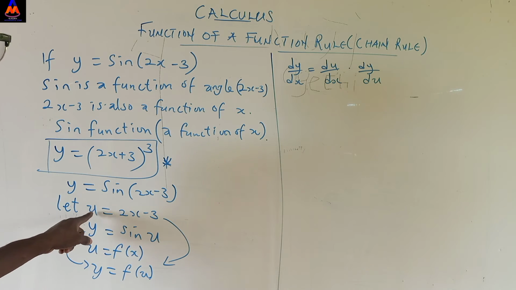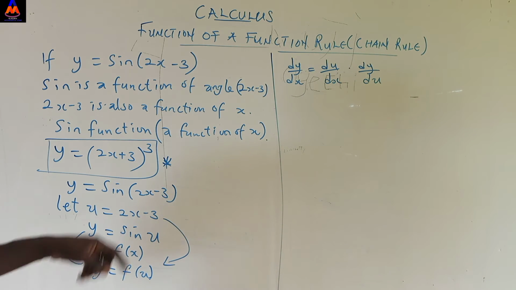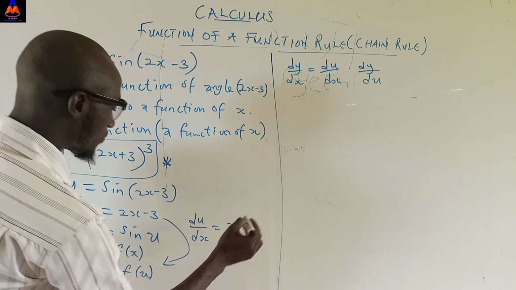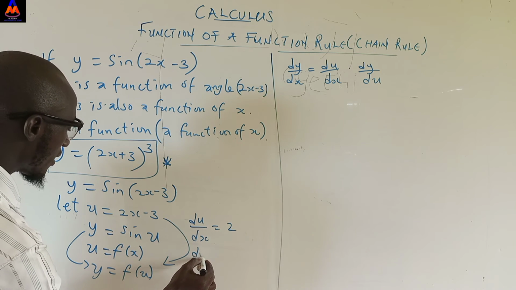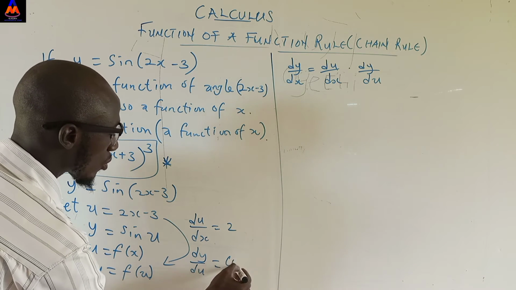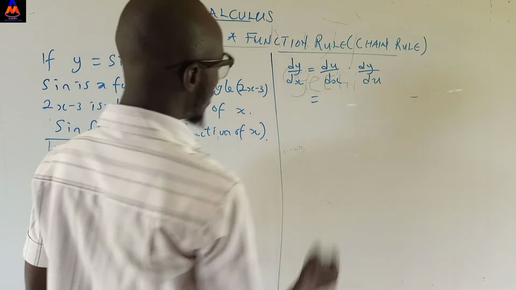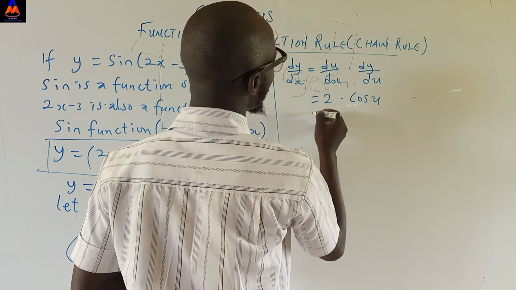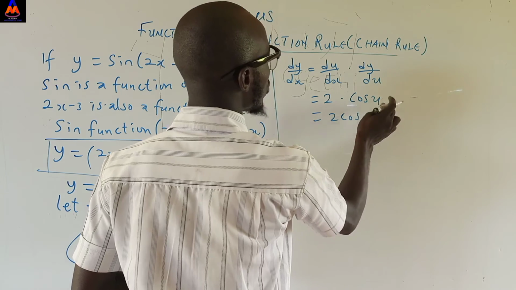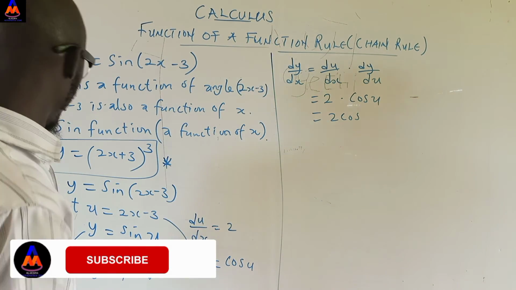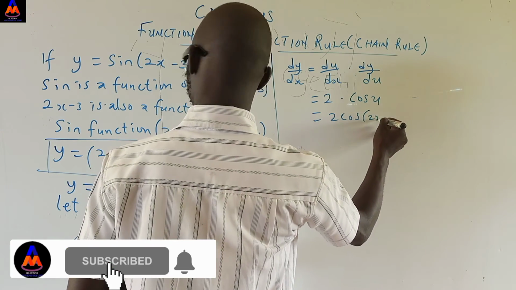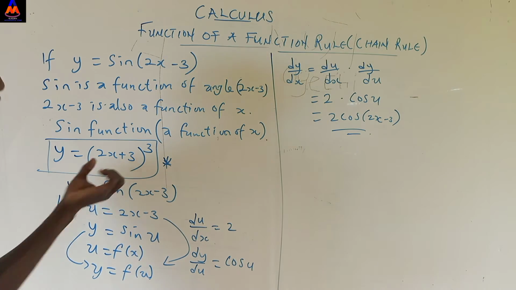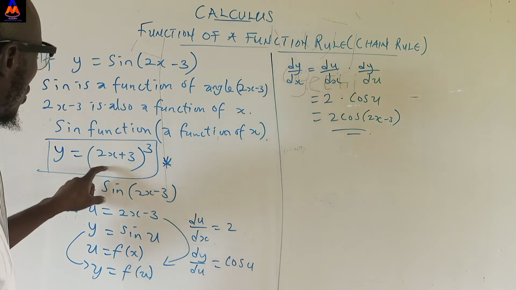So what we just do is to find du/dx, differentiate u with respect to x. du/dx is going to be what? 2. Then dy/du is going to be what? cos u. Then we just say du/dx is 2, dy/du is cos u, and this is 2 cos u. You have to replace your u because it's a foreign member there. So you just have 2 cos(2x minus 3). And that's all.